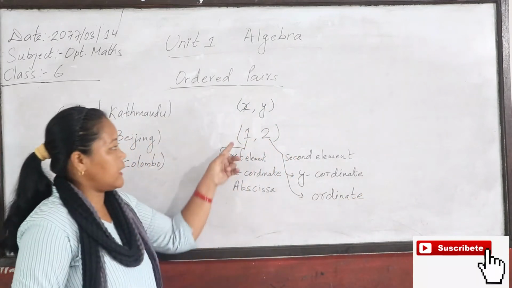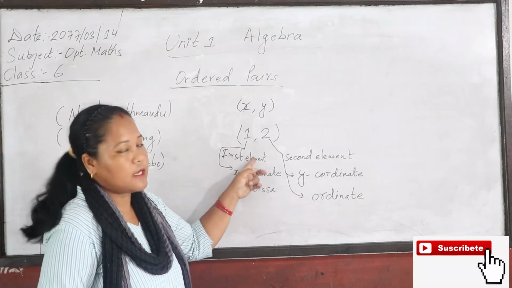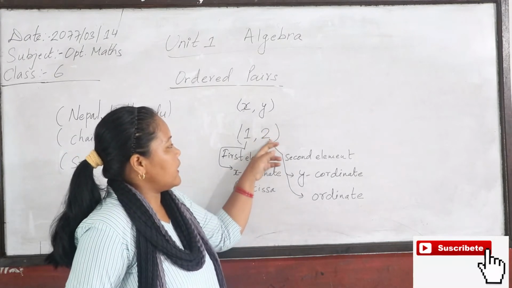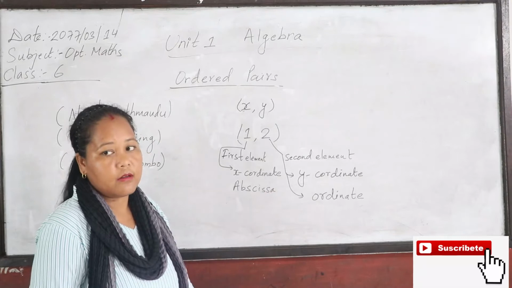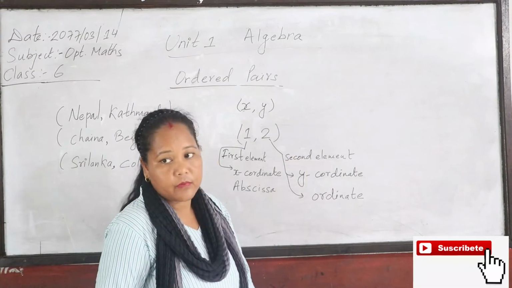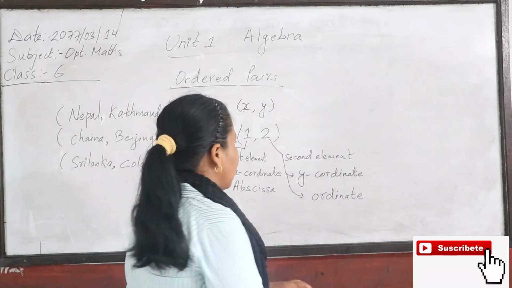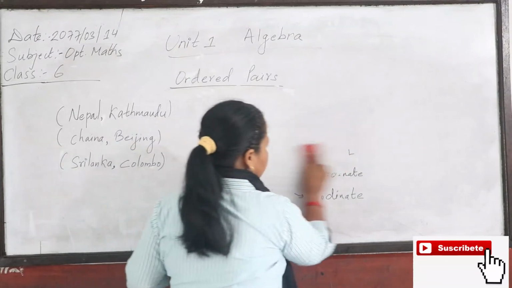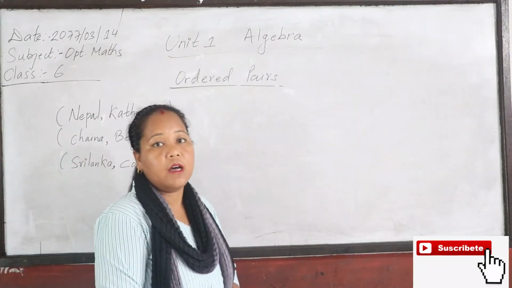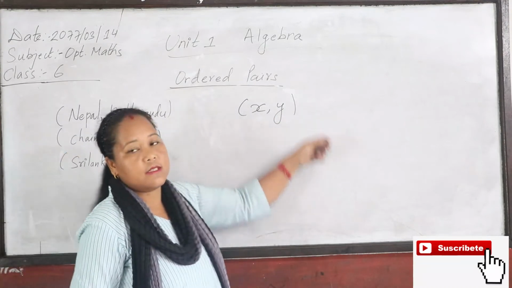Yes. The first element of order pair has various names. Yes. It is called first element also, X coordinate and abscissa. Okay. And the second letter of order pair is called second element also, Y coordinate and ordinate also. Okay? Then you don't get confused if they say ordinate. Yes, ordinate means the second letter of the order pair. If you see abscissa, abscissa means the first letter of the order pair. X and Y. Yes. This X, Y is the order pair.